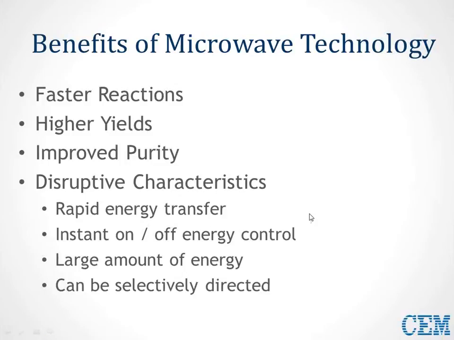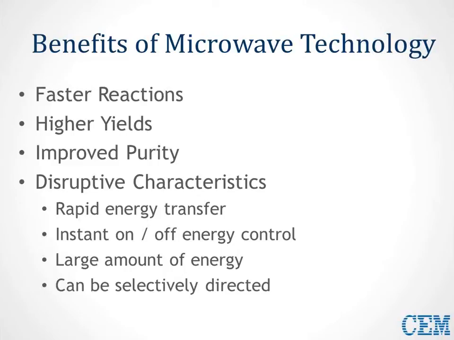So first would be rapid energy transfer. Basically you can turn on the microwave and there's energy immediately being applied to your sample, and your sample will begin to immediately absorb that energy. It could be your solvent or your actual substrates, your catalyst, something like that. And it's an instant on and instant off energy. What I mean by that is once you turn the microwave off, there's no more energy being applied to your sample. And so you could take advantage of that.